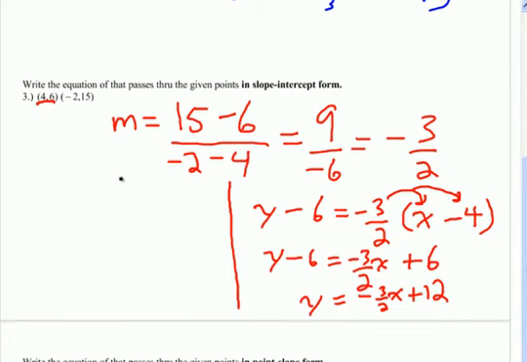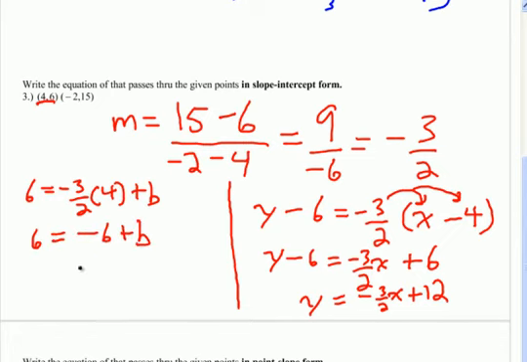Let's go directly to slope-intercept form this time. I have my point. Again, I'm going to use 4, 6 because it's easier. I'll fill in y, I'll fill in m, and I'll fill in x. Negative 3 halves times 4 is negative 6. I'm going to add 6 to both sides, and I get b equals 12. Then I'll just fill in my slope and my y-intercept.